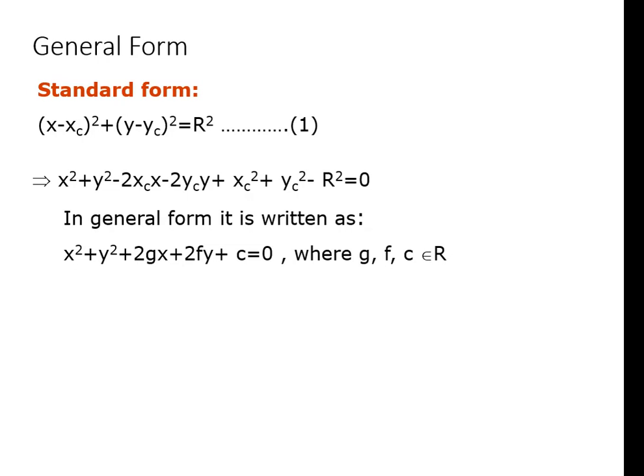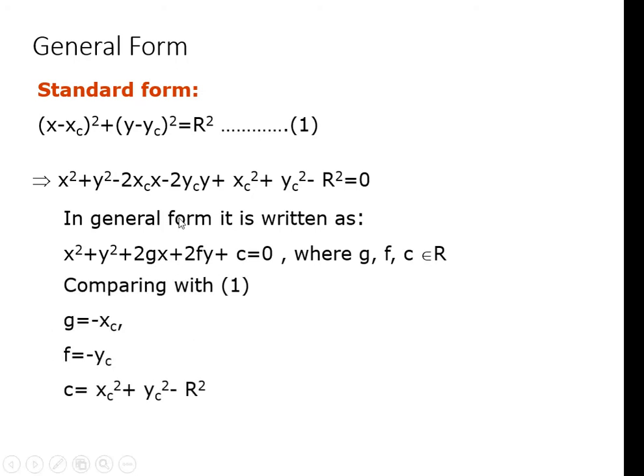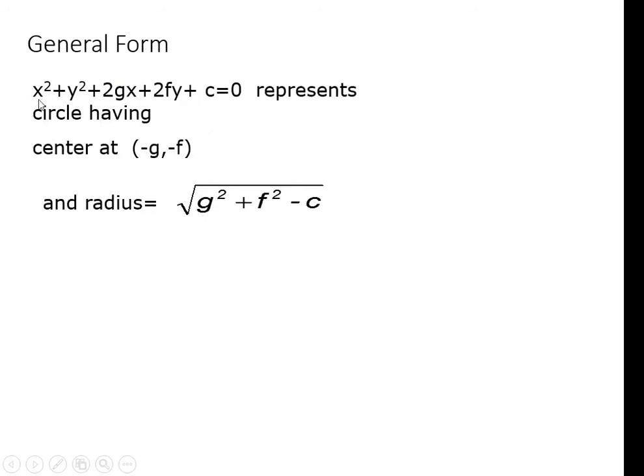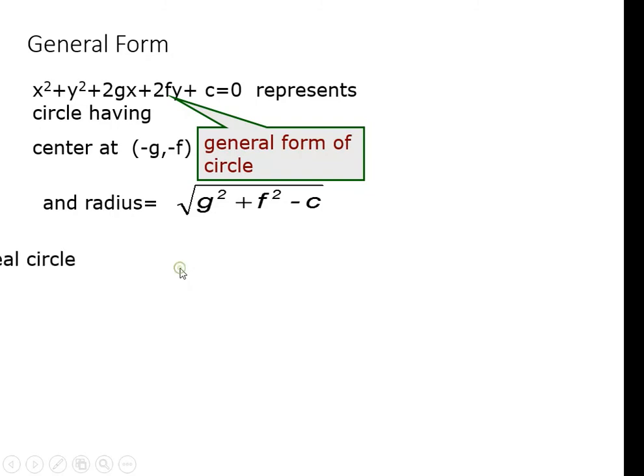On general form it is written as x square plus y square plus 2gx plus 2fy plus c is equal to 0, where f, g and c belong to R. Many students are able to complete the square, taking x square plus 2gx plus g square and minus g square. In this type also we find the center and radius. For the general form of the circle, the radius is the square root of g square plus f square minus c, and the center is minus g and minus f.